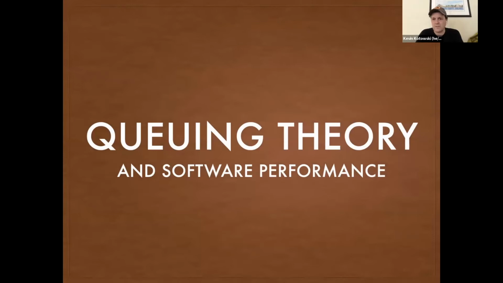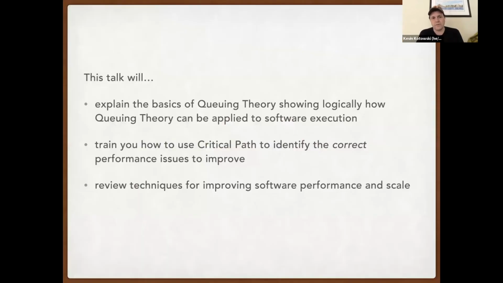The exercises will be interactive through the beginning to help get your mind thinking about what we're doing. Let's just cut right into it. In this talk, we're going to explain the basics of queuing theory. We'll show you logically how it can be applied to software execution. We're going to train you how to use critical path to identify the correct performance issues to improve. Then we'll go over different techniques for improving software performance and scale, and walk through how you would actually apply this in practice.